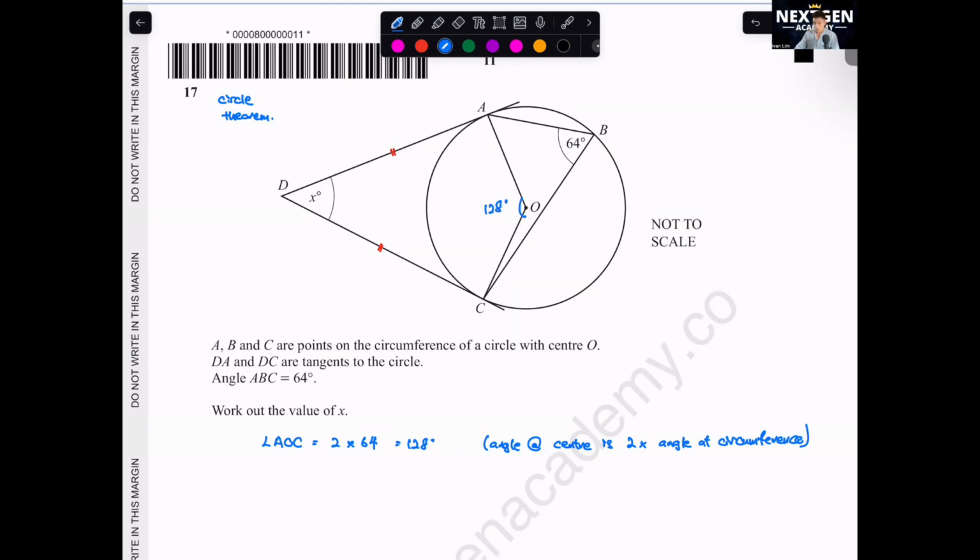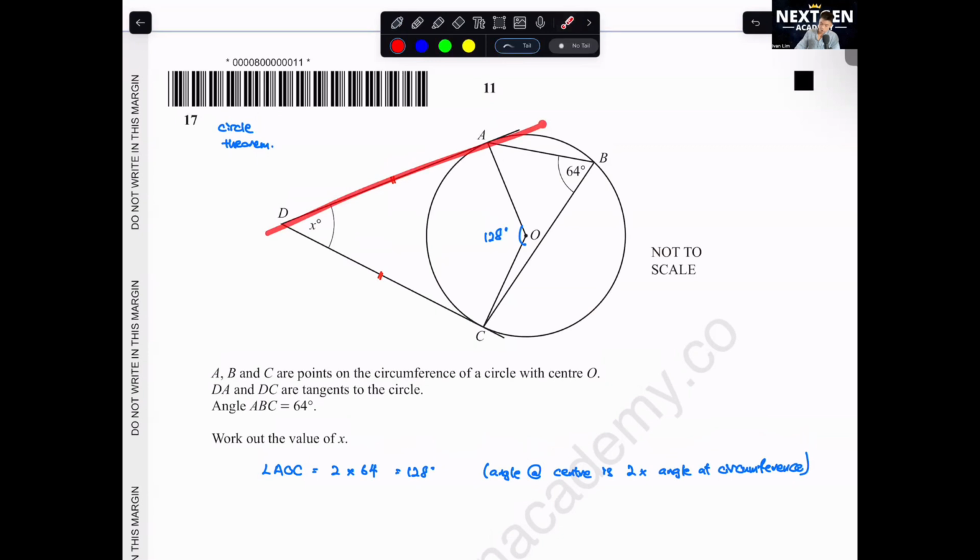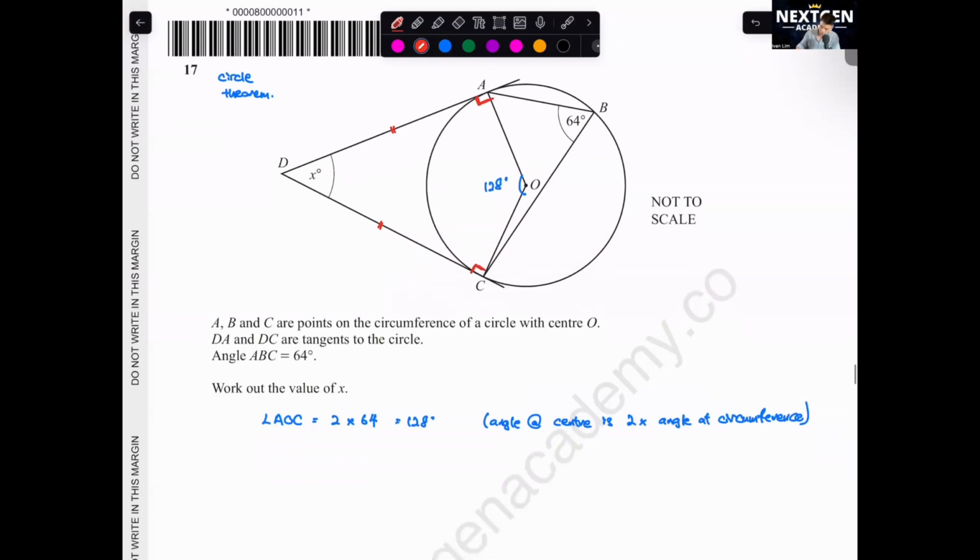What else do we know about tangent? A line tangent to the circle, so tangent and radius will form a 90 degrees angle. Tangent and radius will form 90 degrees. So that means this angle DAO and DCO is equal to 90 degrees.